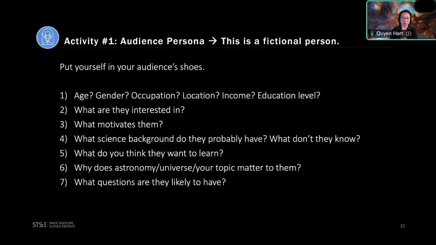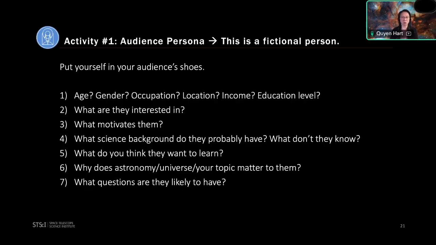So this activity here is for us to get thinking about the audience. So this is an audience persona. Now this is a fictional person. It's not a real person. You don't have to give the person a name, but the goal here is to put yourself in this audience, in the shoes of the audience, right?